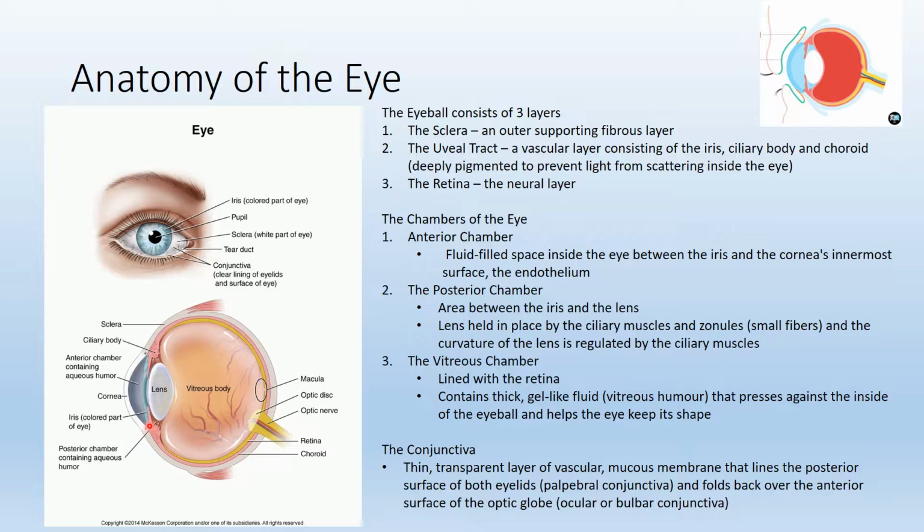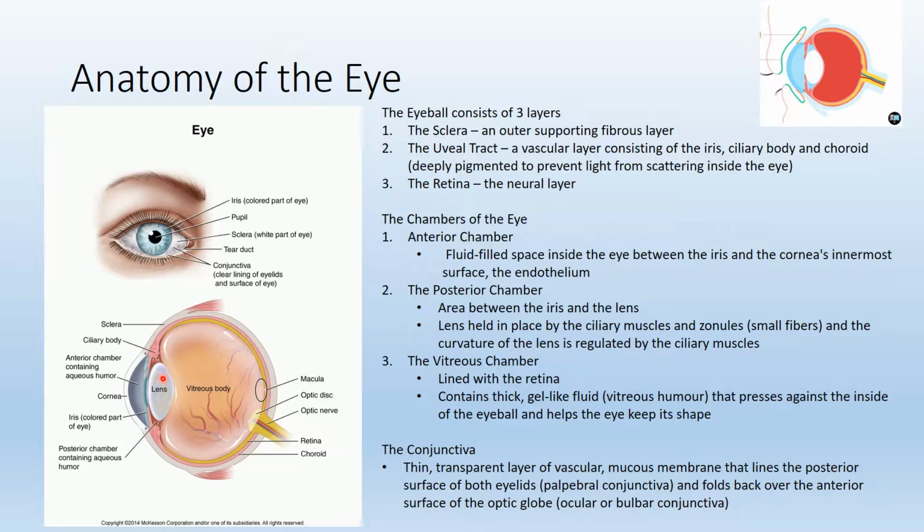The second chamber of the eye is the posterior chamber. It is the area between the iris and the lens of the eye. It is also filled with aqueous fluid, and the aqueous fluid is created in the capillary beds of the ciliary bodies. It moves out through the posterior and anterior chamber, flushing these areas and then eventually draining through the canal of Schlemm, which is also known as the scleral venous sinus.